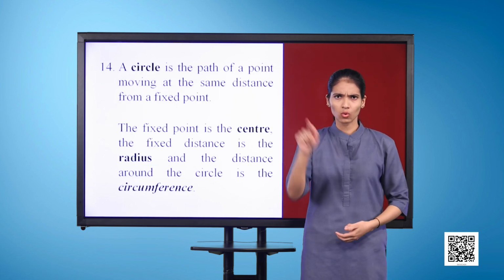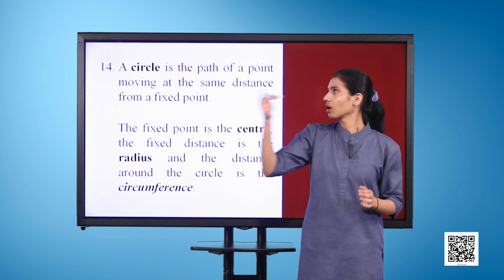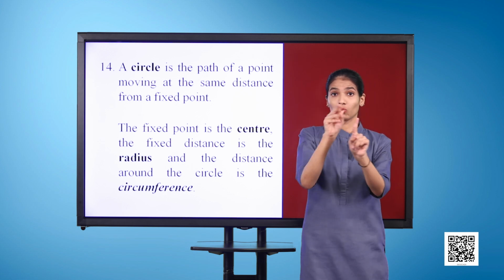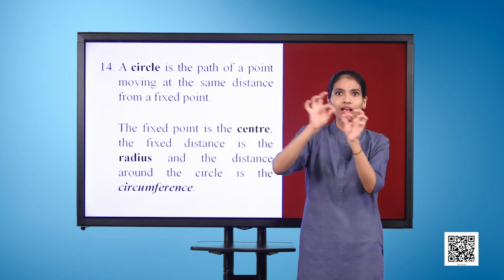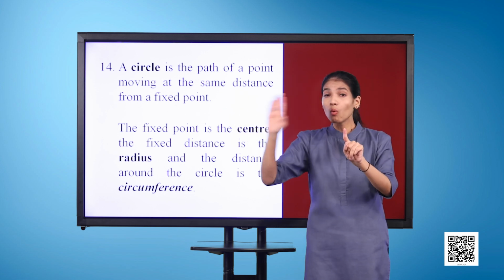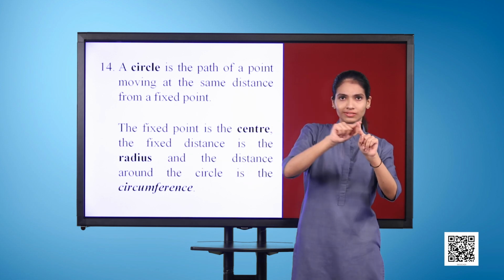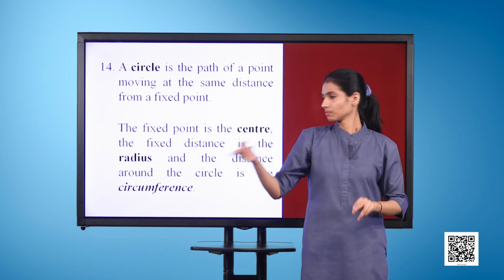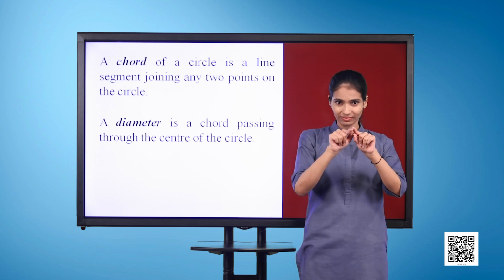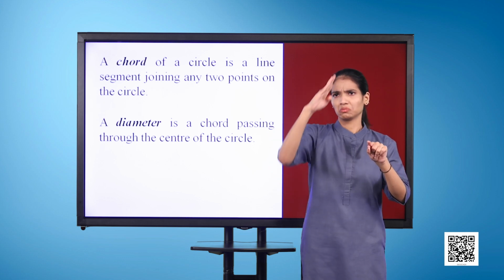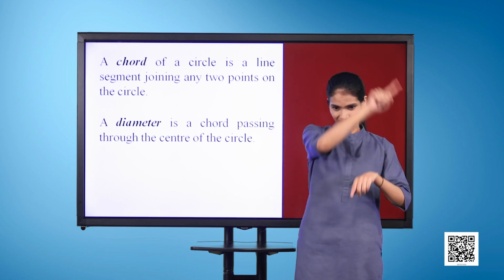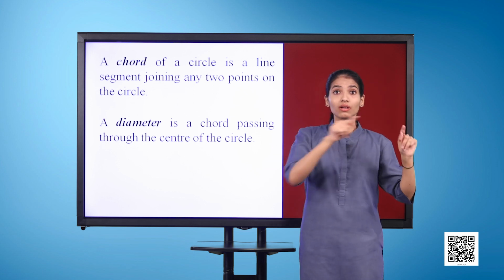14. A circle is the path of a point moving at the same distance from a fixed point. The fixed point is the center. The fixed distance is the radius, and the distance around the circle is the circumference. A chord of a circle is a line segment joining any 2 points on the circle. A diameter is a chord passing through the center of the circle.